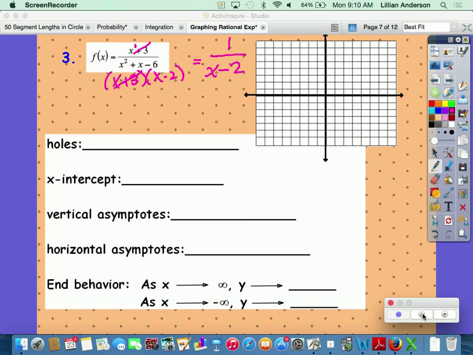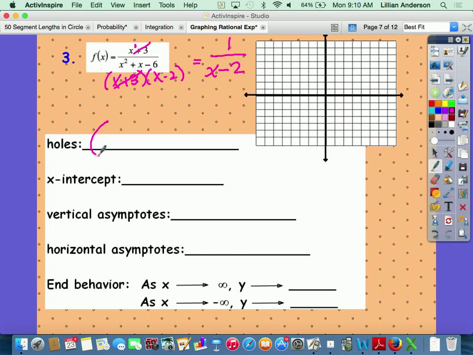All right, so we factored, we simplified, we crossed out the x plus 3, which means there was a hole where? At negative 3, negative 1/5. You find that y coordinate of that hole by plugging the negative 3 back into our simplified form. So 1 over negative 3 minus 2, that's a negative 5.